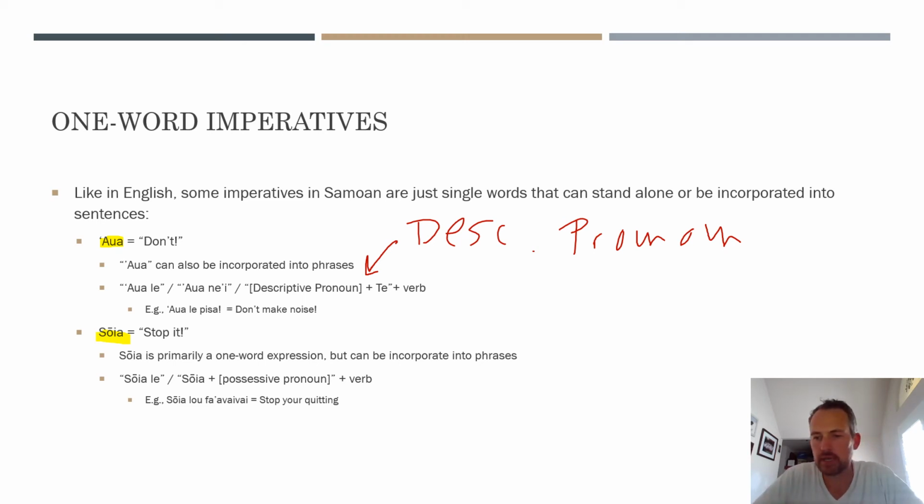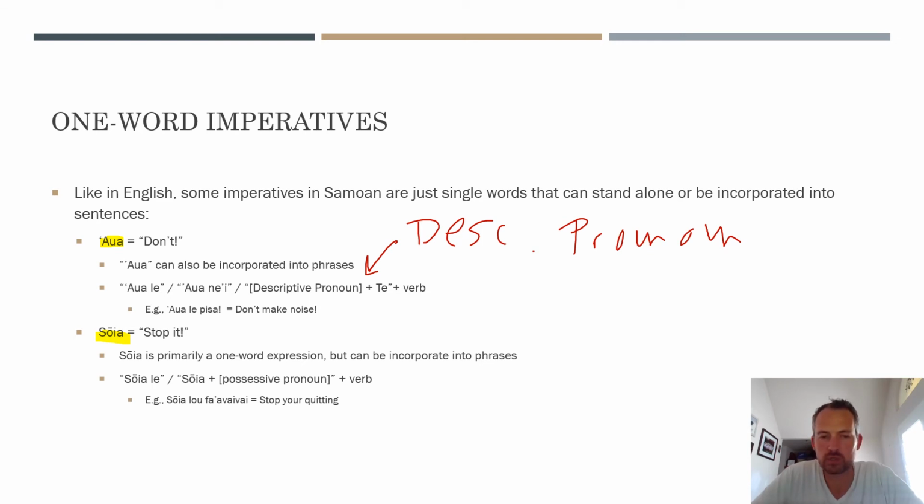The second one-word imperative that I introduce is soia. Soia means stop it or knock it off. So again, I'm sure as a kid, if you grew up in a Samoan speaking household, you probably heard this quite a bit. It's primarily a one-word expression, so I feel like this was incorporated into phrases less often, but it still can be, and it's incorporated in a similar way.